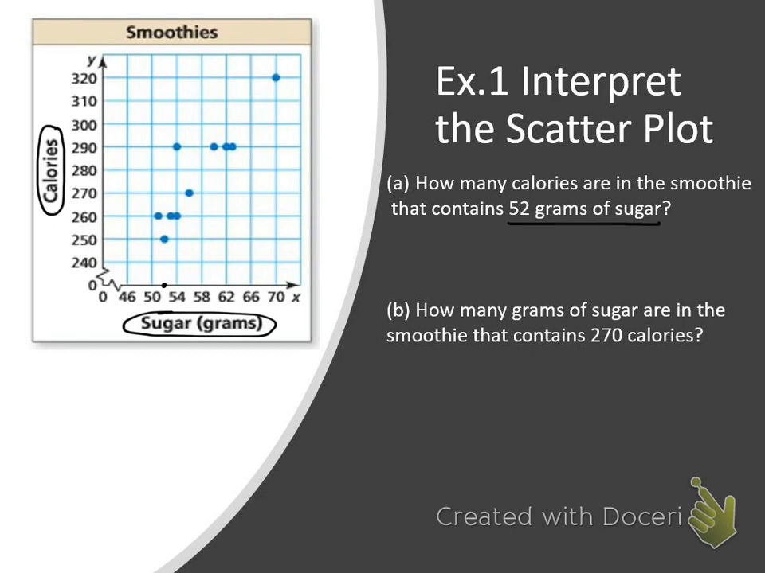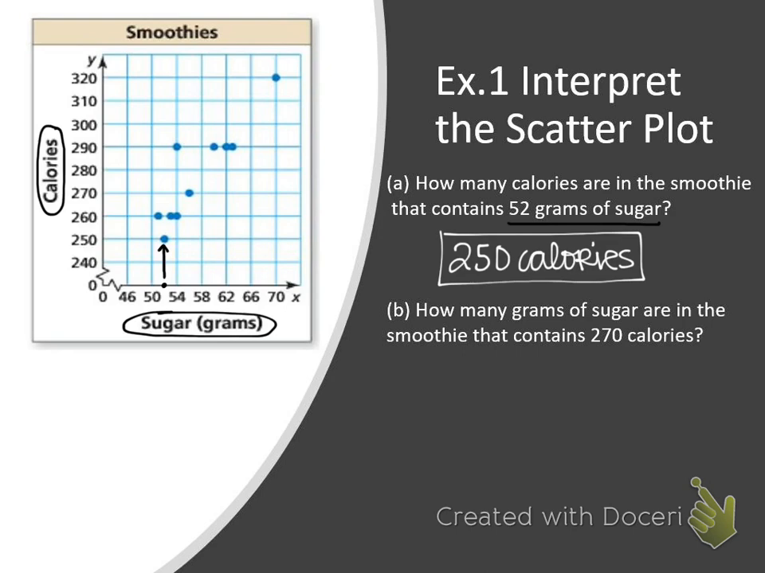All right? So the question is, for that smoothie that has 52 grams of sugar, how many calories is it? Well, I'm going to start right there at what I believe is 52, and I'm going to run my eyes. Okay, I'm going to look up the graph until I hit a point. So if I were to do that, right here is where I run into a point. Now, that's my x is 52. What is the y value, Yasmin, of that point that I just ran into? So the smoothie that has 52 grams of sugar has how many calories? 250. And that would be the answer to my question. The smoothie that has 52 grams of sugar has 250 calories.